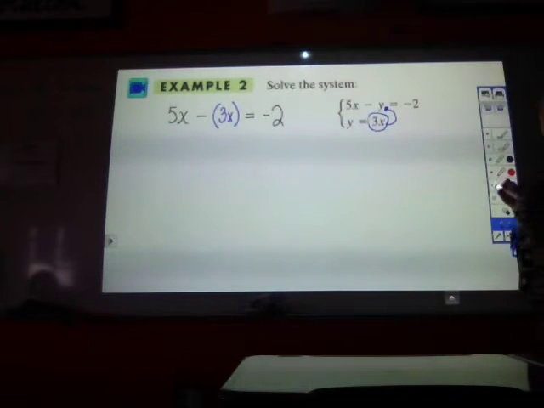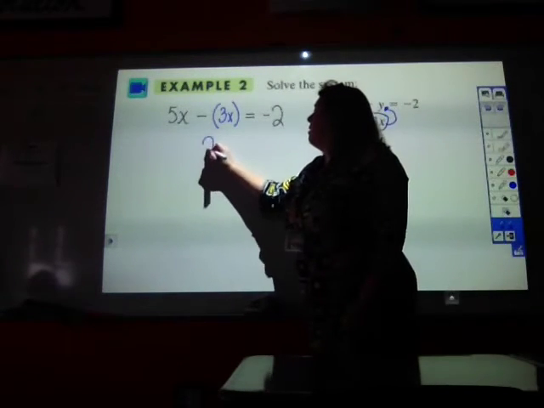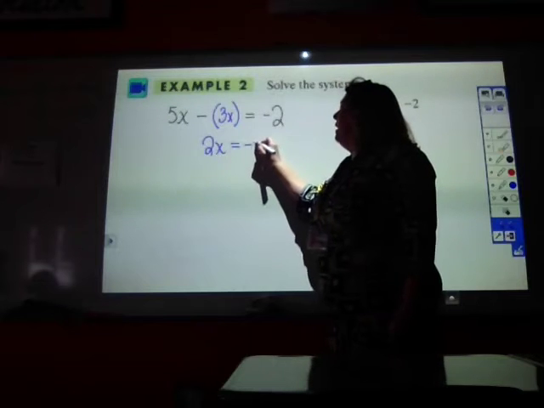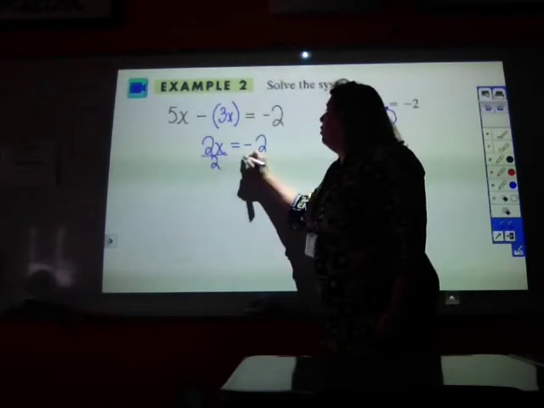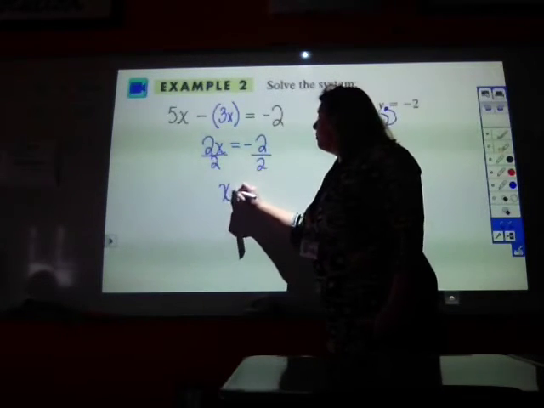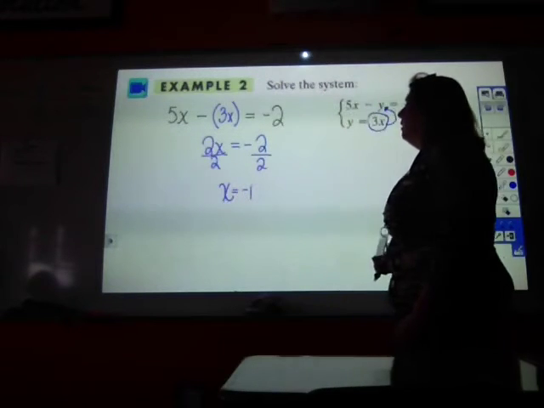What's 5x minus 3x? 2x. And that is going to be equal to a negative 2. I'm going to divide by 2, and x is going to get me negative 1.